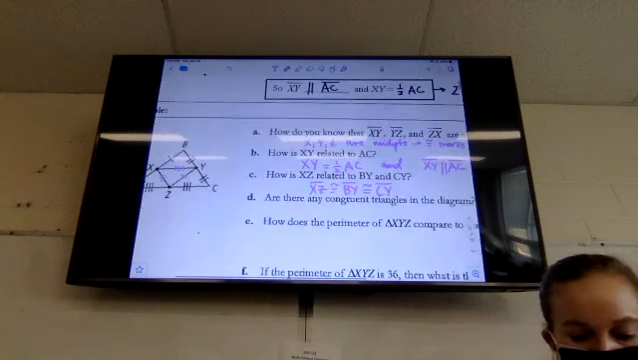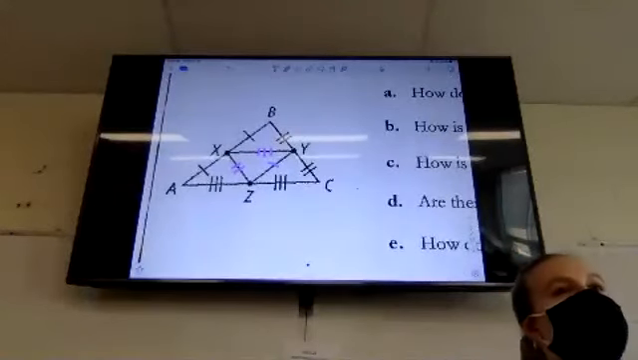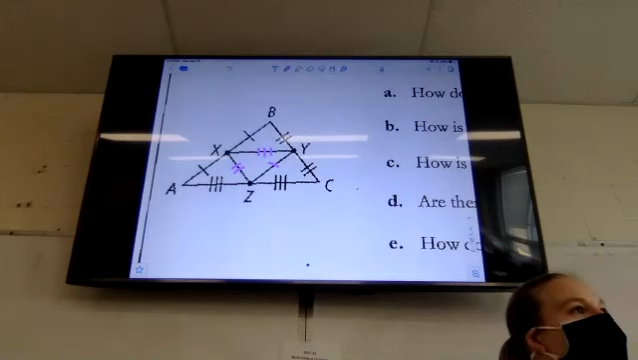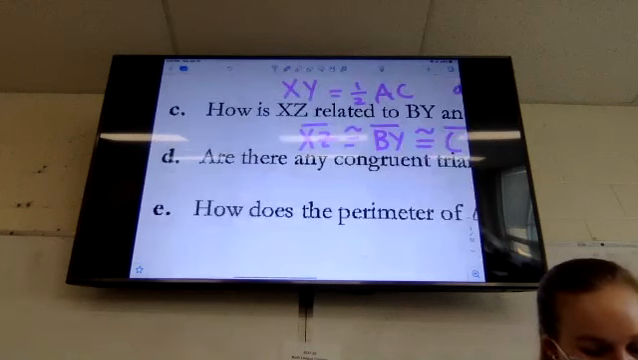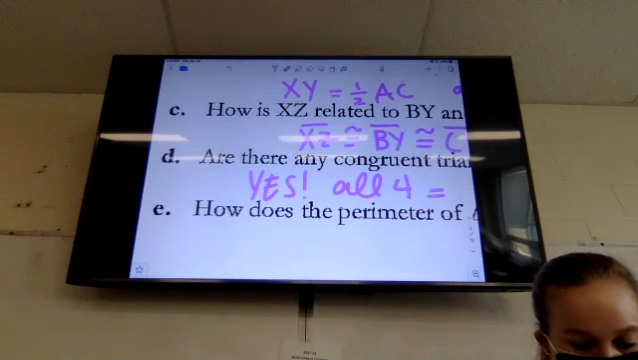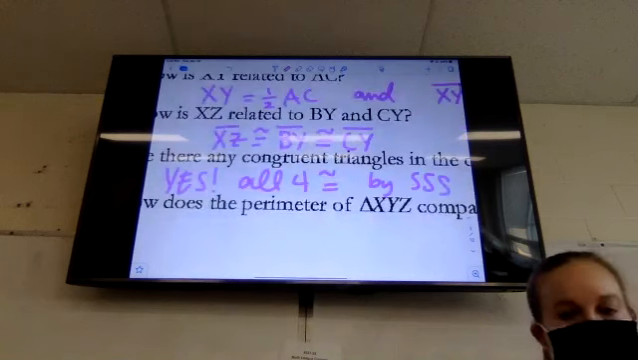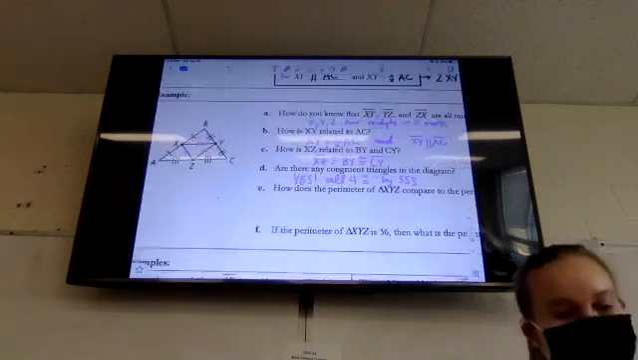It says, are there any congruent triangles in the diagram? Are any of these triangles congruent? All of them are. Why? Because they all have the same markings. And what do we call that? Side, side, side. Wow, you guys didn't forget everything over Christmas. It's been 5 weeks and you still remember some things. I'm going to say yes. All 4 are congruent by side, side, side.